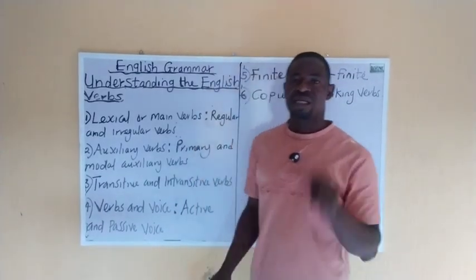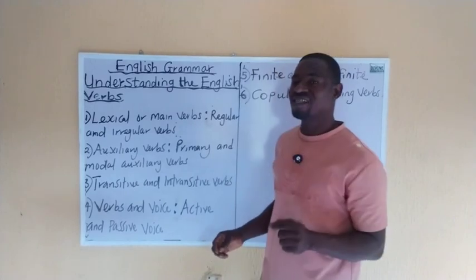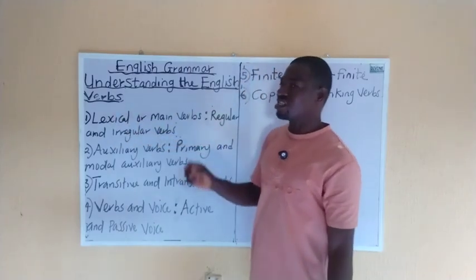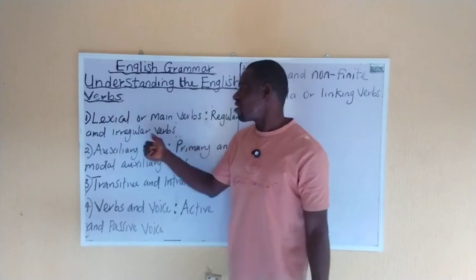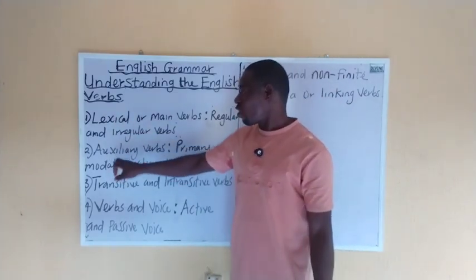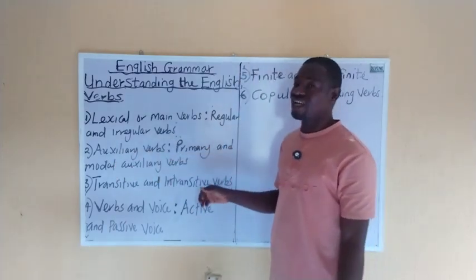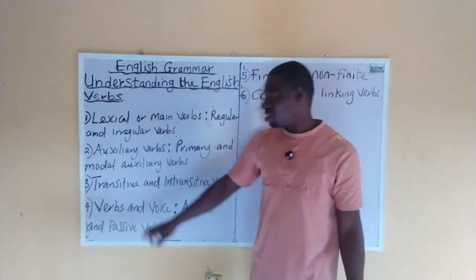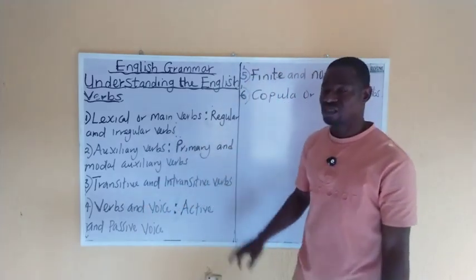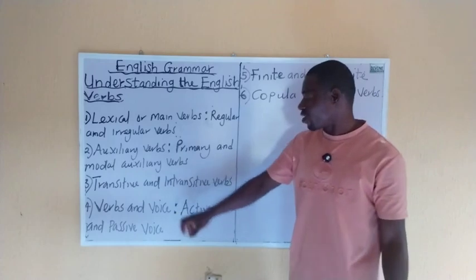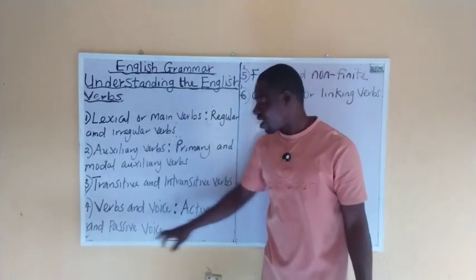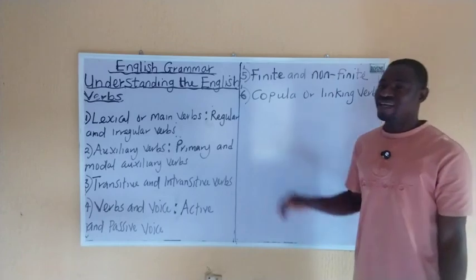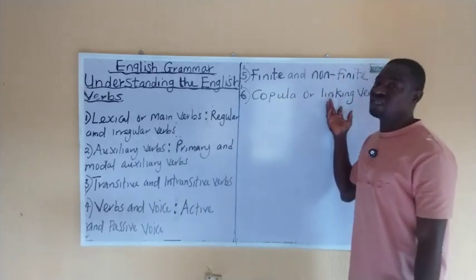In summary, English verbs can be categorized into 6. The first is lexical or main verbs, which is subdivided into regular and irregular verbs. 2. Auxiliary verbs, which is subdivided into primary and modal auxiliary verbs. 3. Transitive and intransitive verbs. 4. Verbs and voice, which is divided into active and passive voice. 5. Finite and non-finite verbs. Then lastly, Copula or linking verbs.